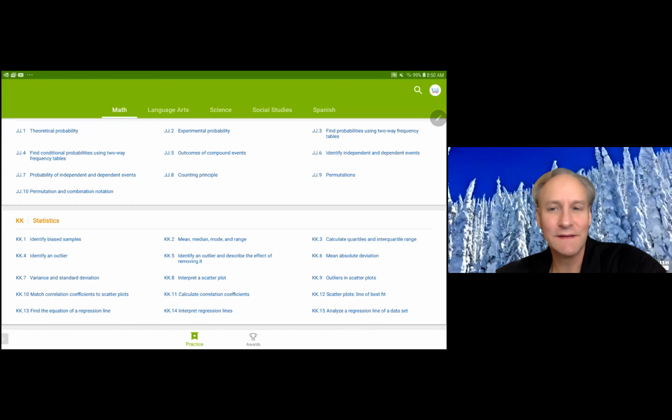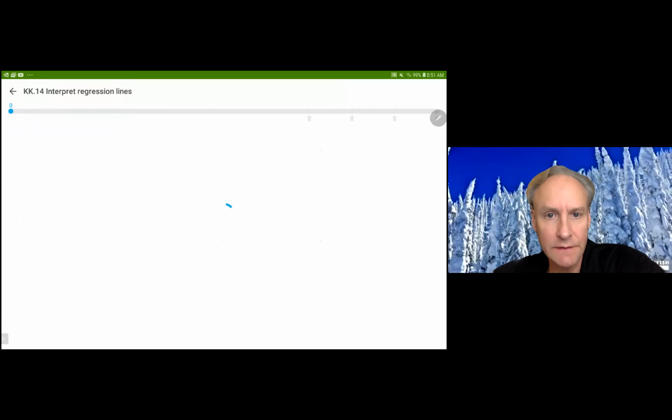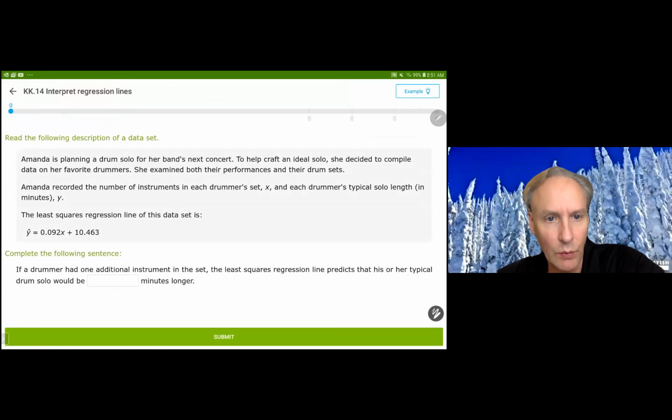Hi, everybody. This is going to be for KK.14, which is in the statistics section of IXL for Algebra 1. We're going to be interpreting regression lines. So they're going to give us an equation that was derived from some data set, and they want us to interpret what that m and the b possibly represent.